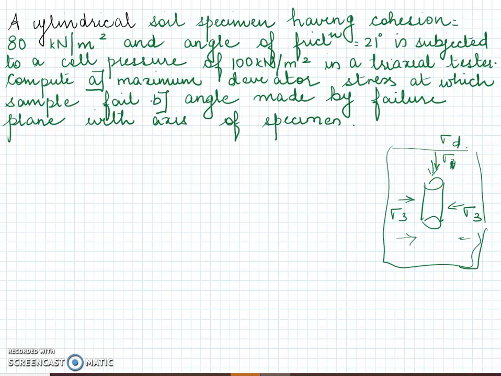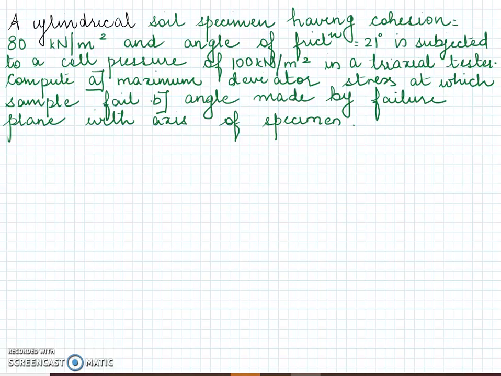Now what will be sigma D? Additional, not the total. So that sigma D, that is additional, is always given as sigma 1 minus sigma 3. All these things are done before. I am just revising. So the maximum deviator stress at which the sample will fail is asked, and the angle made by the failure plane with the axis of the specimen.